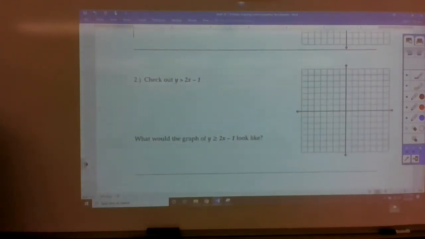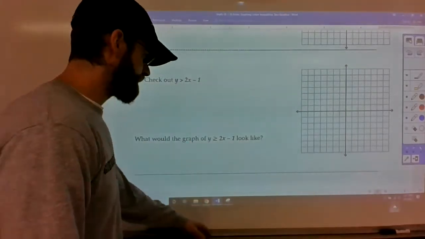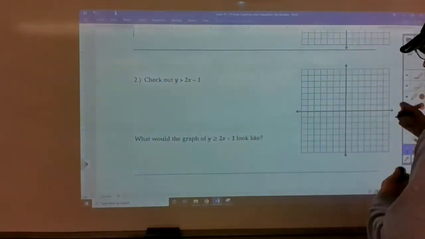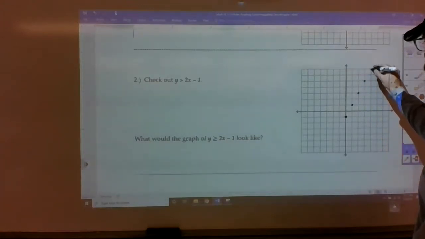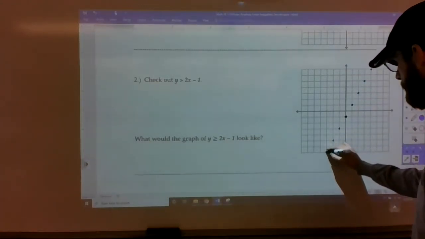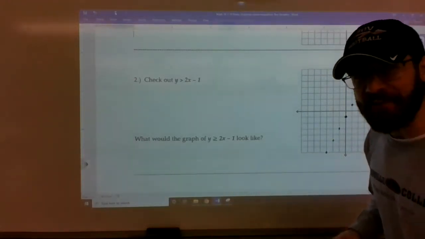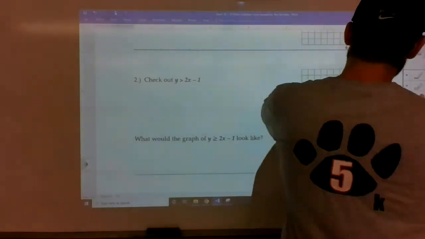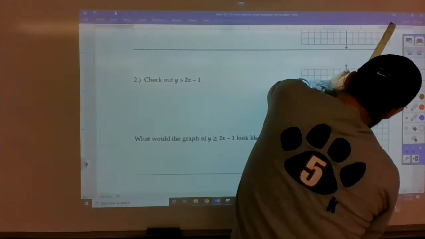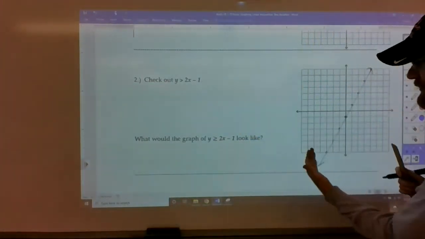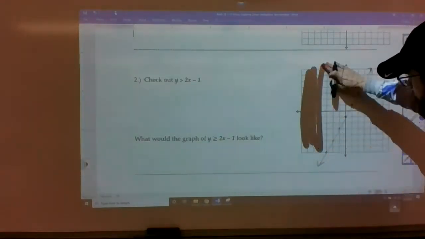Oh, here's a good question. What would be the difference between greater than and greater than or equal to? So it's the exact same line, up 2 over 1, up 2 over 1, up 2 over 1. This equal to means that the line doesn't have to be dashed. The line is included now in that solution. The line is included in this shaded region.